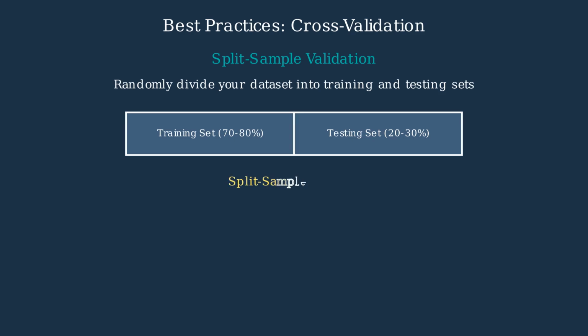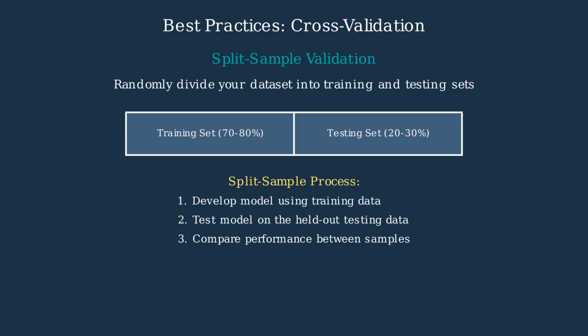The split sample validation process involves 3 key steps. First, develop your model using only the training data. Second, test this model on the held-out testing data. Third, compare performance between the samples to assess consistency.